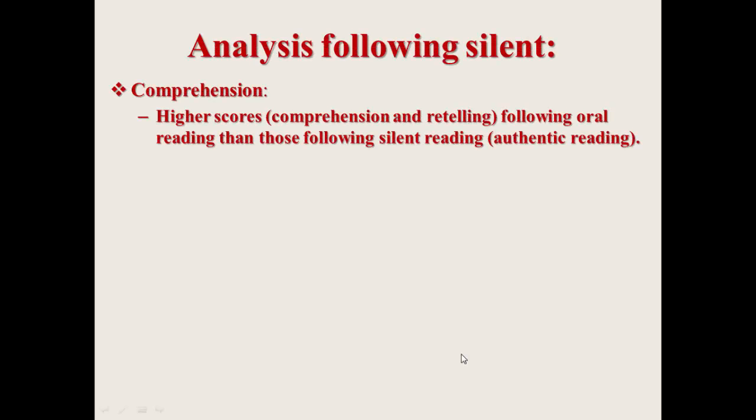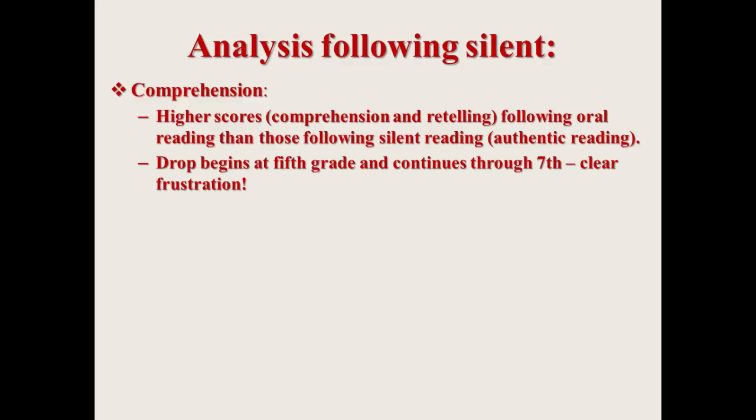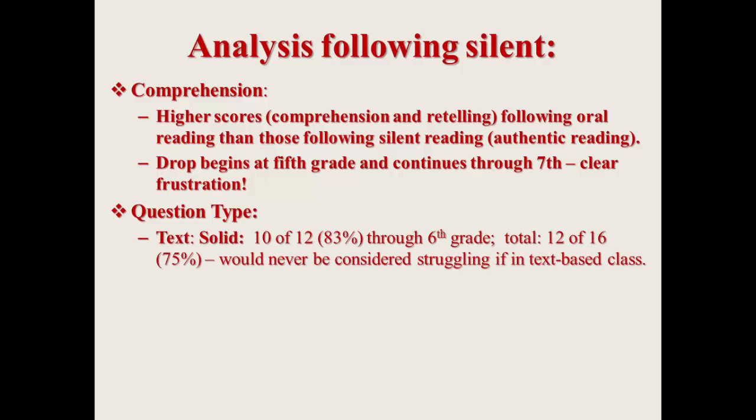Let's look at comprehension. Higher scores for both comprehension and retelling were following oral reading. And we have to keep in mind that it's silent reading that's authentic reading. The drop began at 5th grade and continued all the way through. 7th grade was clear frustration for this student, silently. Question type, again, solid as a rock with text-based.